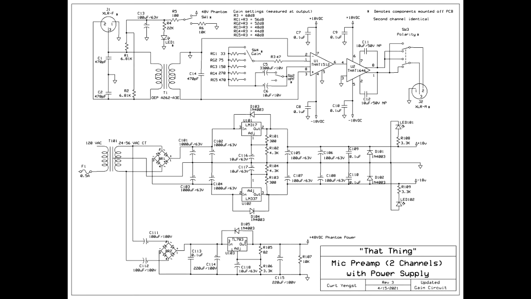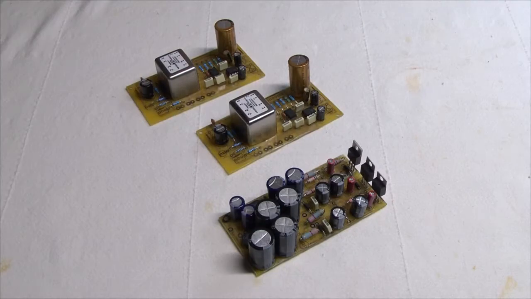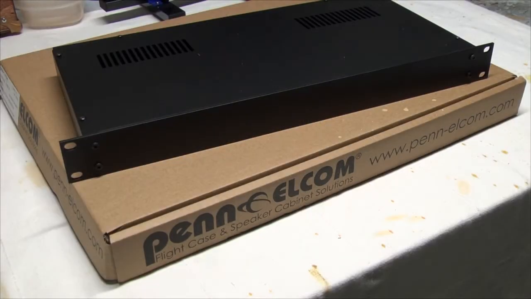In previous episodes, we outlined the creation of that thing, our solid-state mic preamp. We finalized the audio circuit, built the power supply, and fabricated our circuit boards. Now, it's time to prepare the rack mount chassis to house all the electronics. For this project, we found an ideal one-rack space chassis from Penn Elcom.